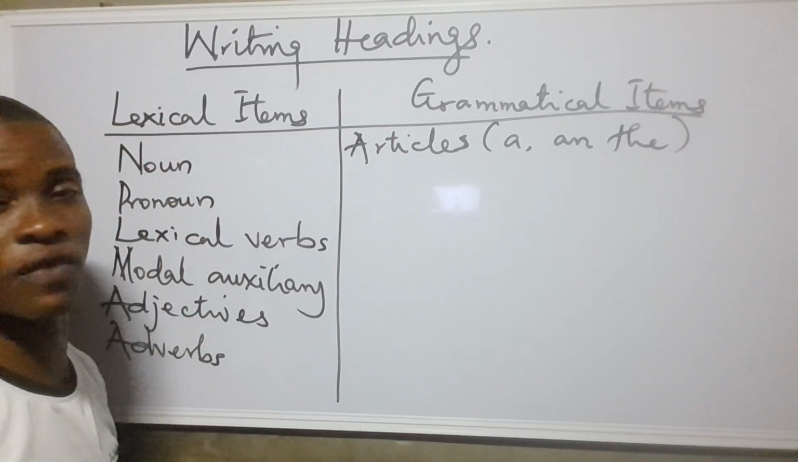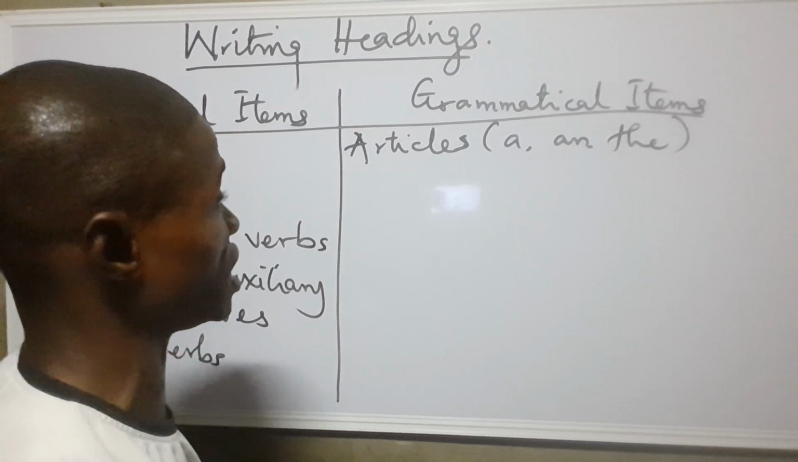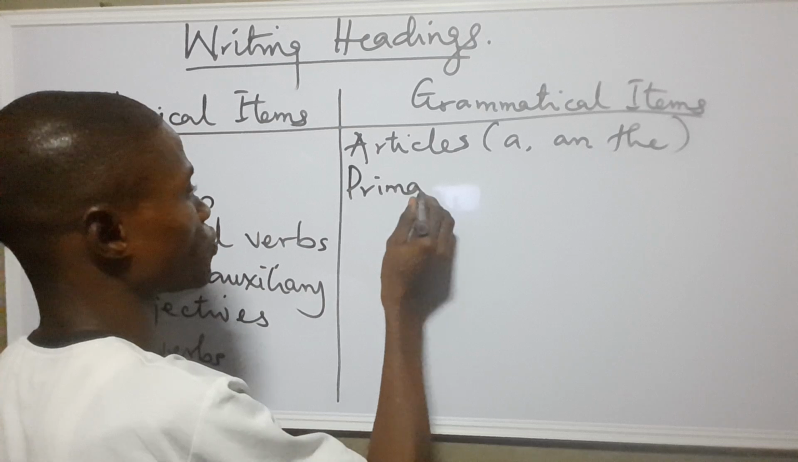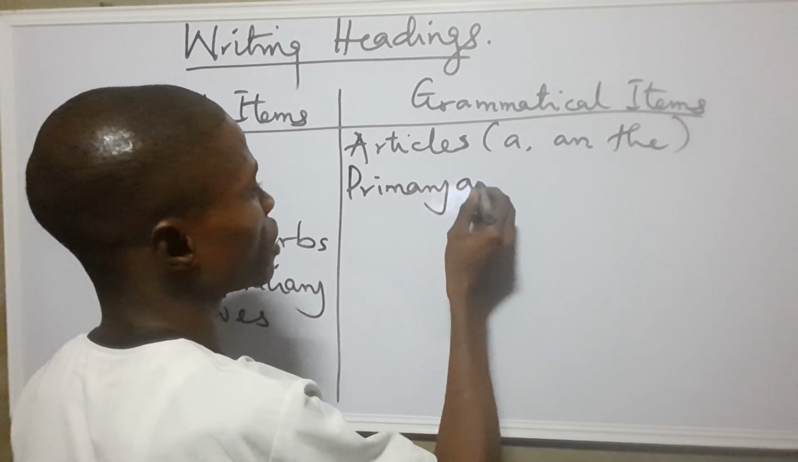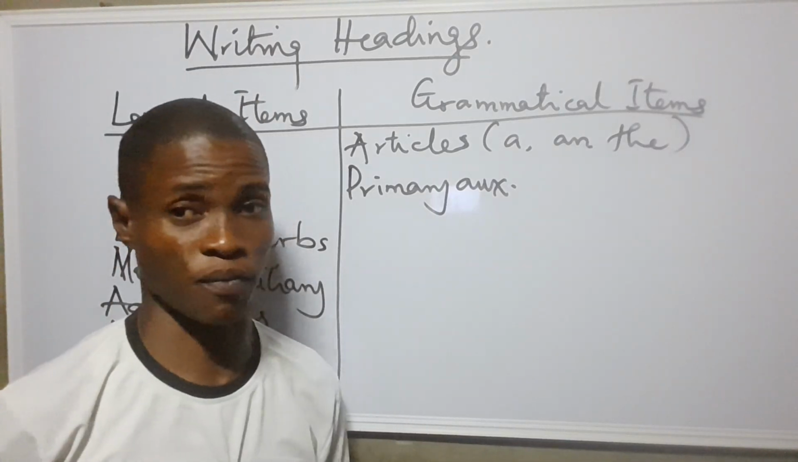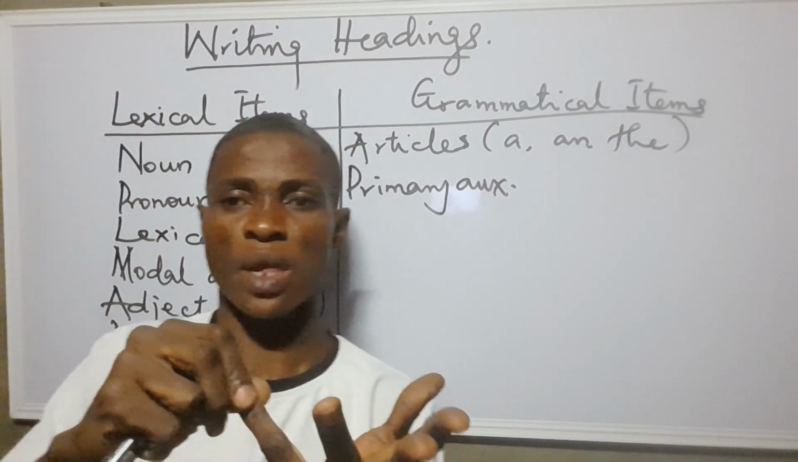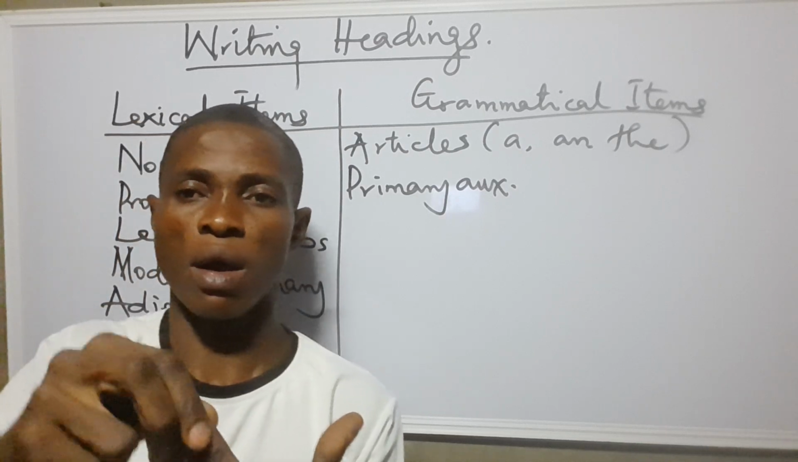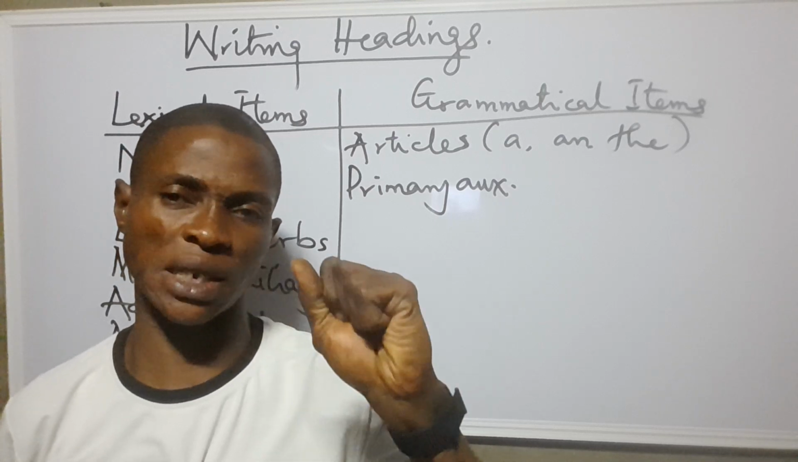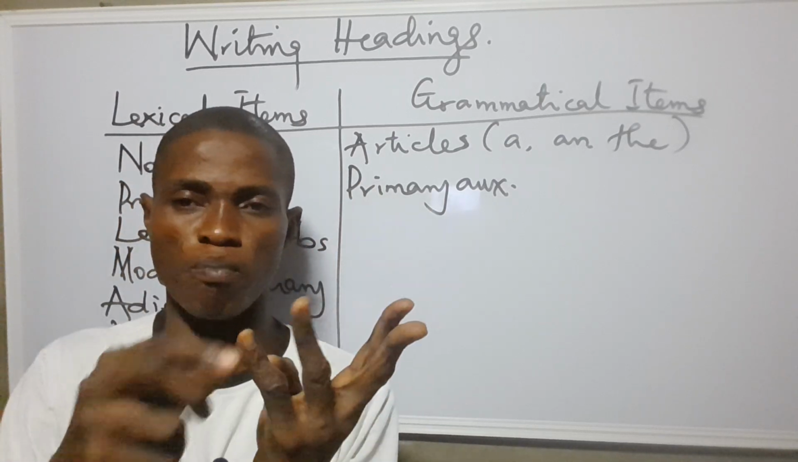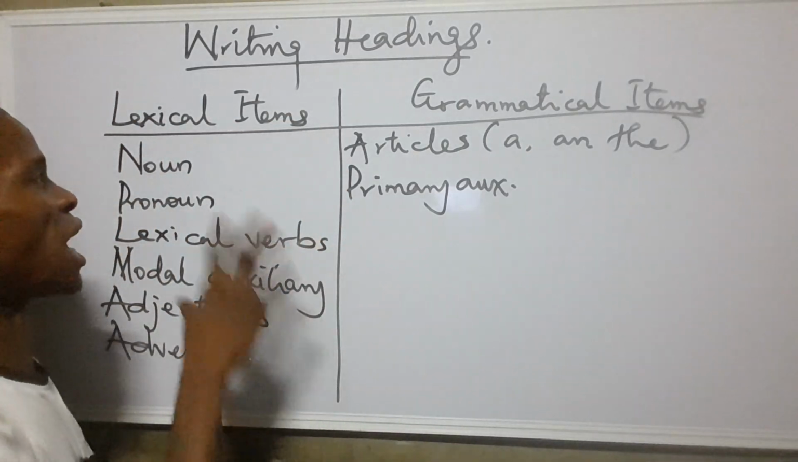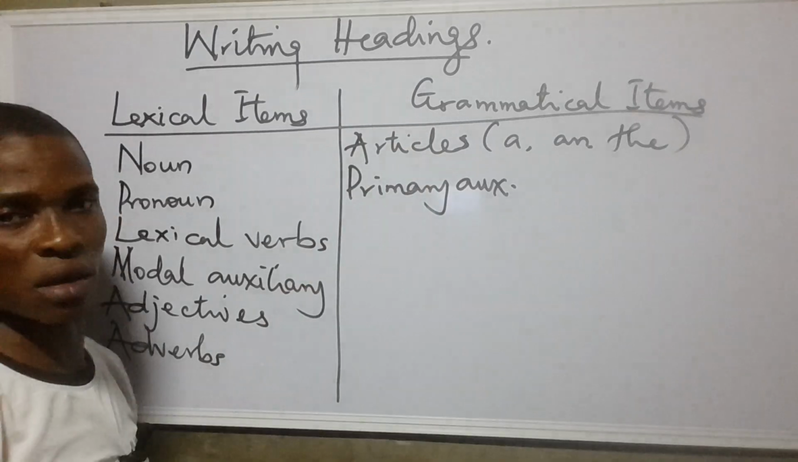The second category of grammatical items that we need to consider is what is known as primary auxiliaries. Primary auxiliary verbs. What are these primary auxiliary verbs? They are five. We talk of am, is, are, was, and were in the active form. If you talk to me in the passive, that will be three: be, being, and been. Now, all these primary auxiliary verbs are categorized as grammatical items.